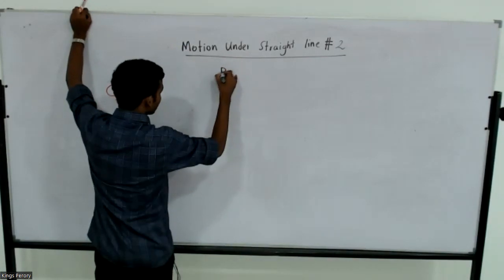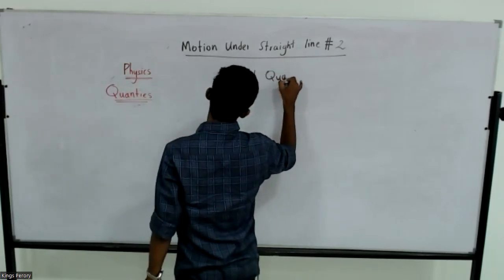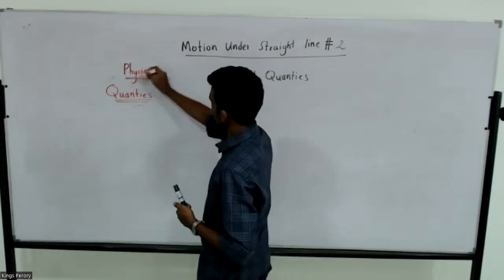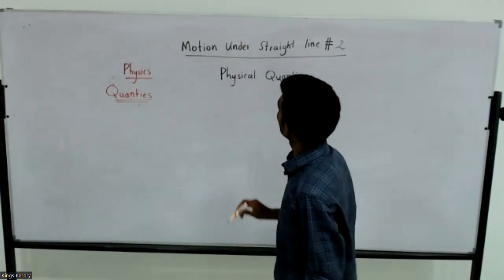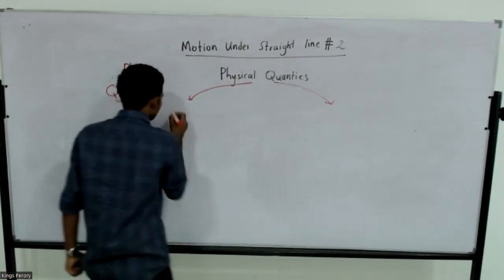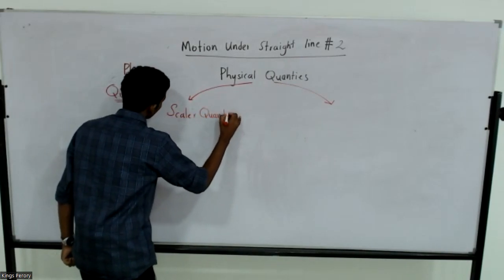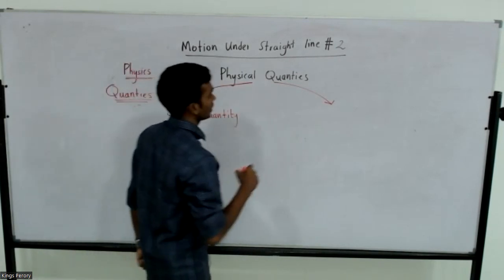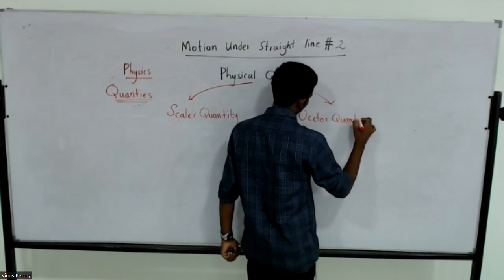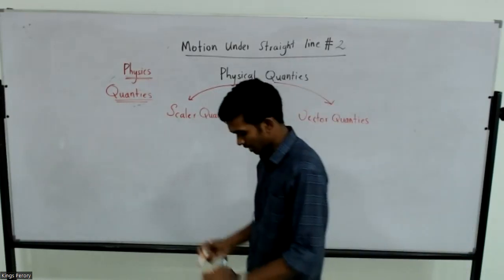I'll write it as physical quantities. These physical quantities, quantities that come in physics, there are two types. What are the two types of physical quantities we have? We have scalar quantity and we have vector quantity. Scalar quantity and vector quantity.